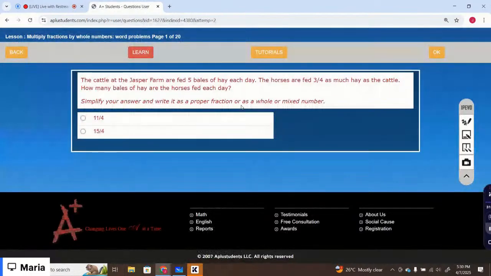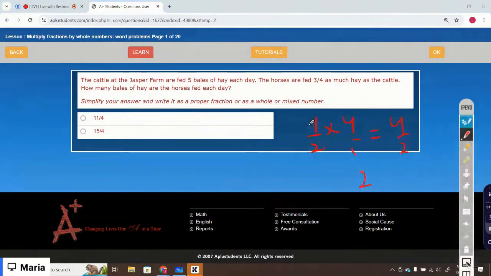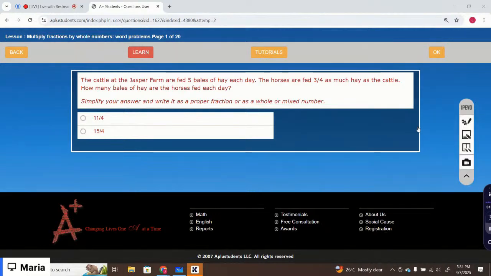The cattle at the Jasper farm are fed 5 bales of hay each day. The horses are fed three-fourths as much hay as the cattle. How many bales of hay are the horses fed each day? So you have to do 5 times 3 by 4. So 5 times 3 is 15 and 4 times 1 is 4. So that is 15/4. Option number 2 is the correct option.